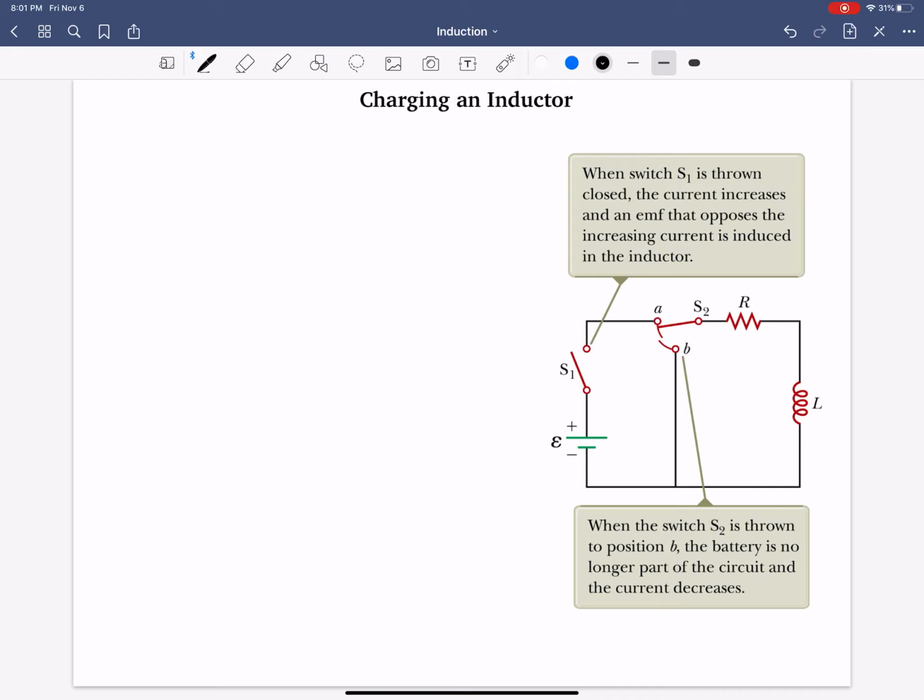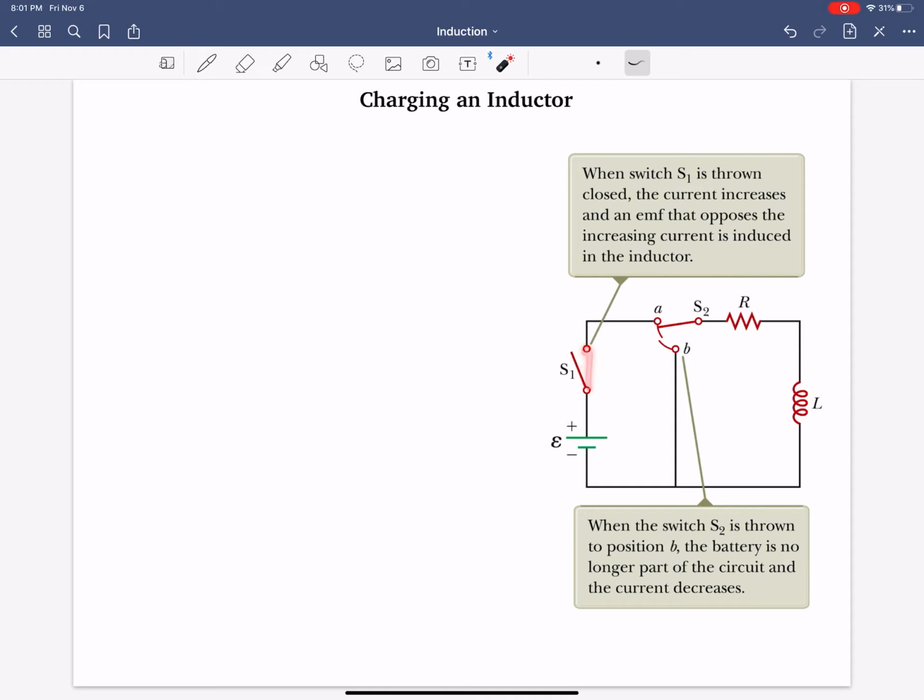So in this video, we will take a look at charging an inductor in an RL circuit. By charging, I don't really mean charging like with a capacitor. In this case, we connect the inductor and resistor to a voltage source, in this case, via S1, right?